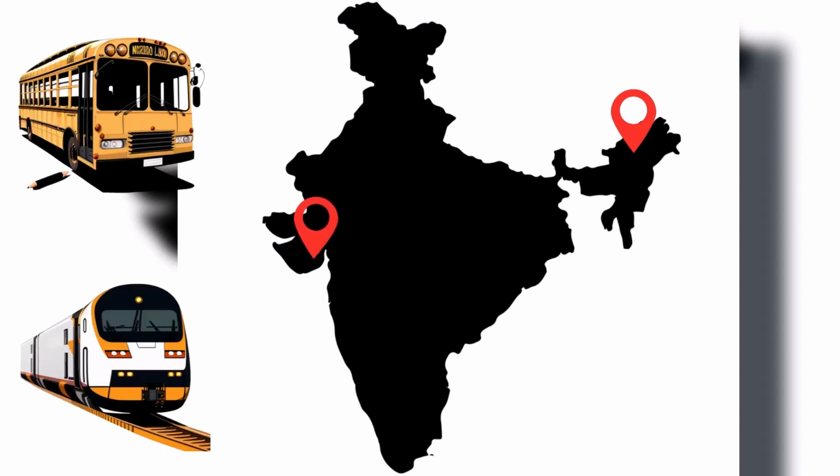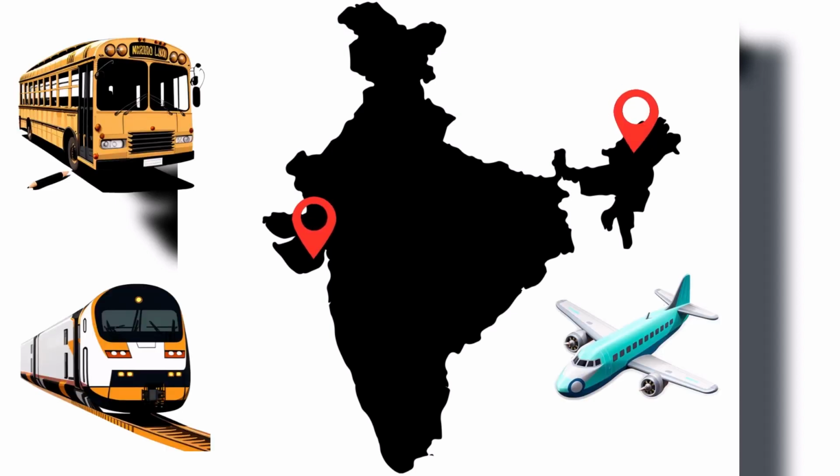Real-life example of time differences. Let's think of Dwarka in Gujarat and Dibrugarh in Assam. These two cities are far apart in India. If you look at their local times, there will be about a 1 hour and 45 minutes difference between them because they are on different longitudes. Can you imagine how complicated it would be to run trains, buses, or even flights if each place had its own time? It would be impossible to create a simple timetable.